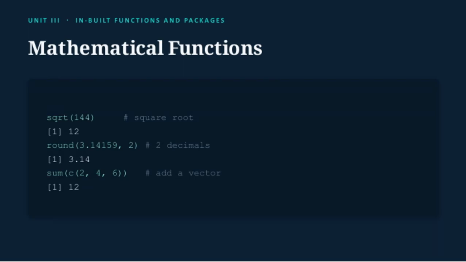Let's take a look at some basic mathematical functions you'll often use. First, the square root. Here, the square root of 144 is 12. Next, rounding numbers, like rounding 3.14159 to 2 decimal places, gives us 3.14. And then, summing a set of numbers, adding 2, 4, and 6, gives us 12. These built-in functions are the foundation for more complex calculations, making our work faster and more accurate.